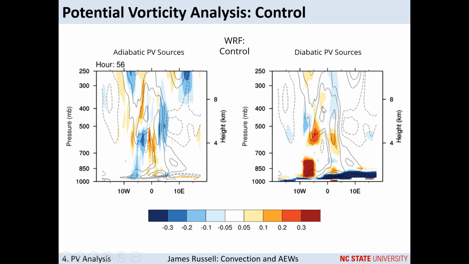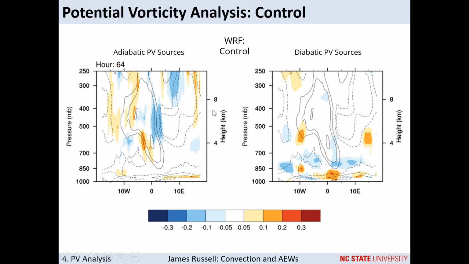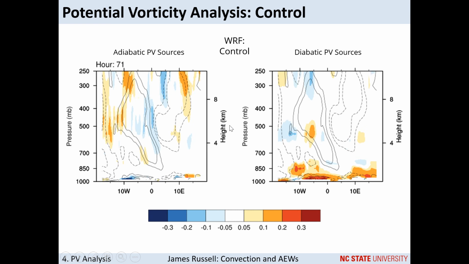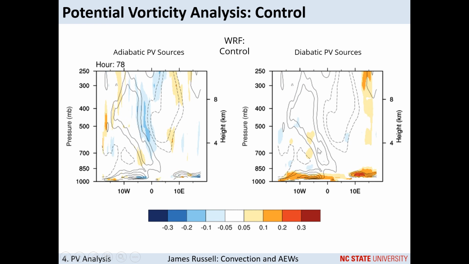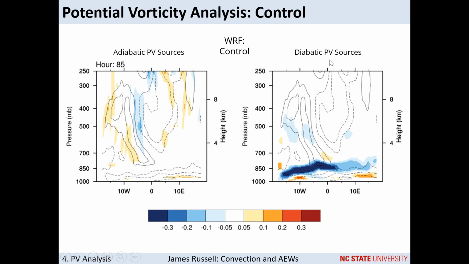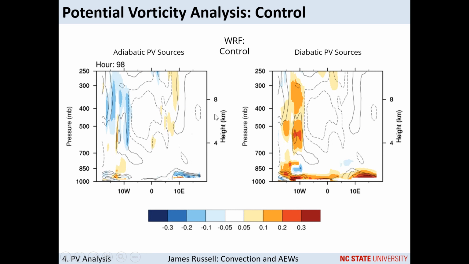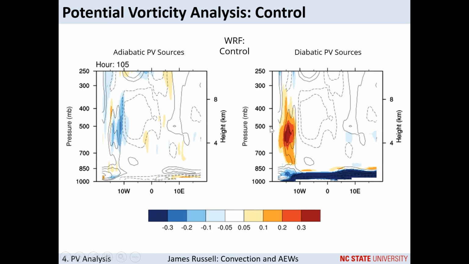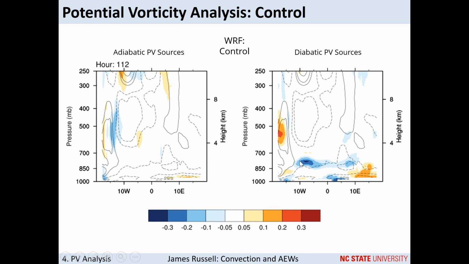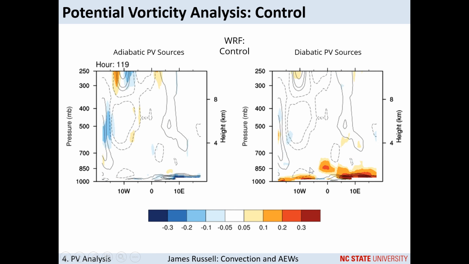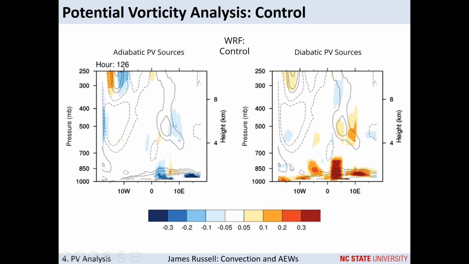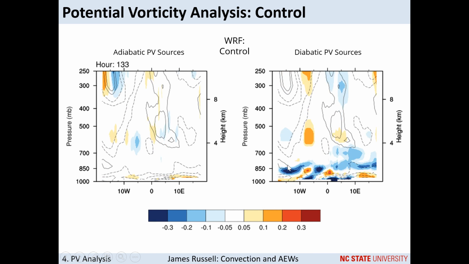These are the same simulation, the control case, with both having the same contours. And on the right we have the diabatic PV sources, and on the left we have the adiabatic PV sources shaded. So what you can see here, this big blue blob that came up from the surface, that's associated with the diurnal cycle, so that's not associated with the easterly wave.